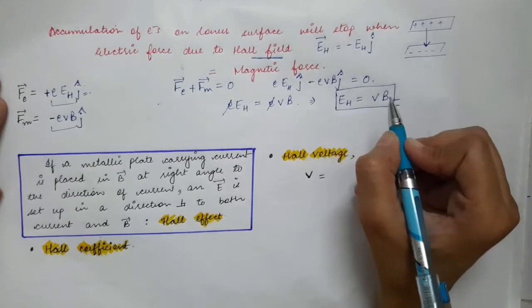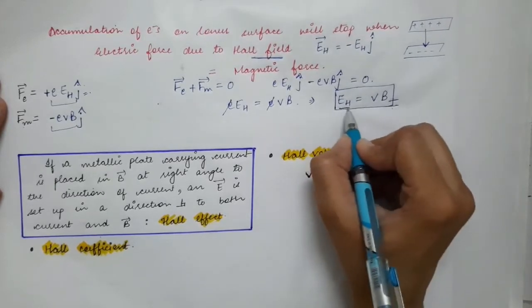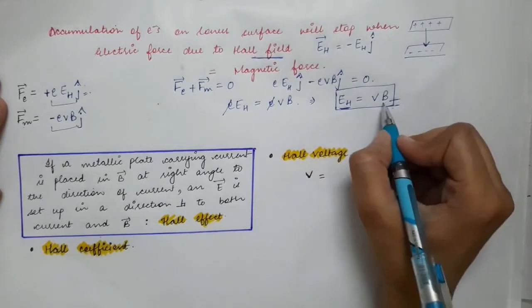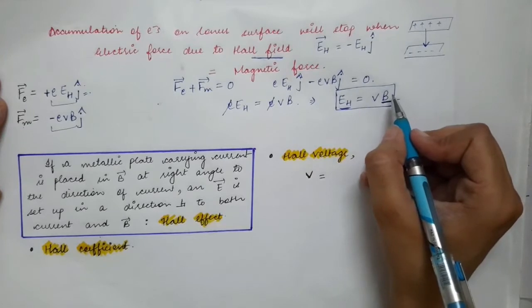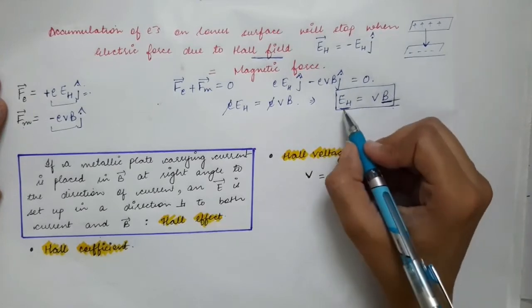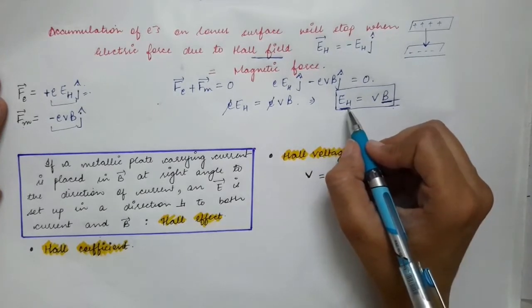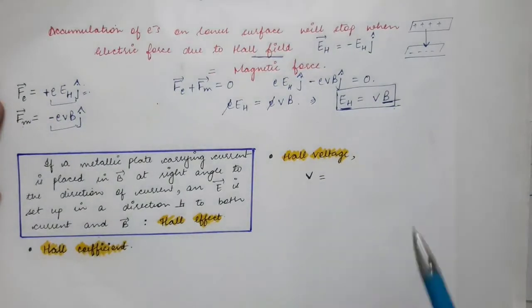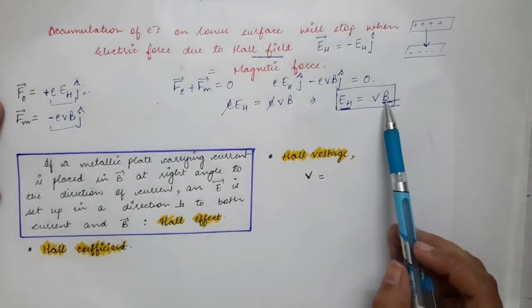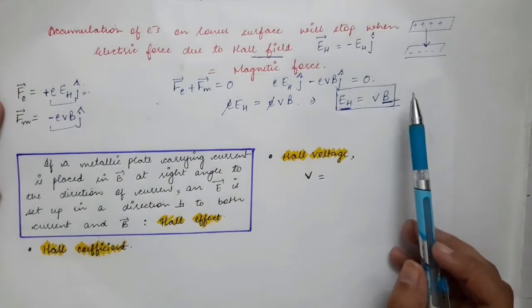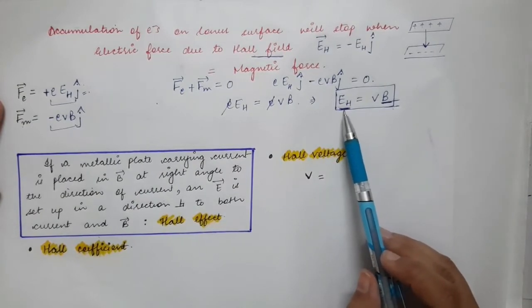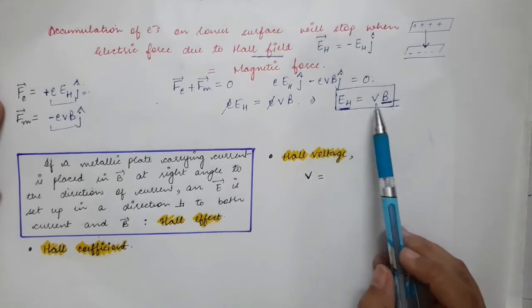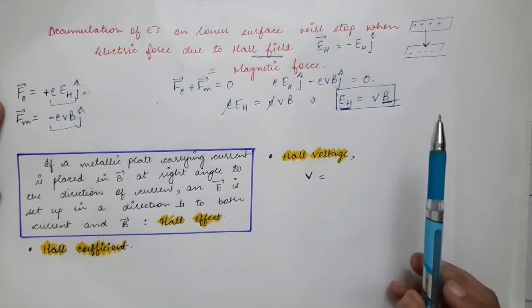This equation shows us that the Hall field is proportional to the applied magnetic field. The more the external magnetic field, the more will be the value of the Hall field. So we have seen that when you apply a magnetic field to a current carrying conductor, a Hall field is developed across the two surfaces of the conductor, and this effect is called the Hall effect.